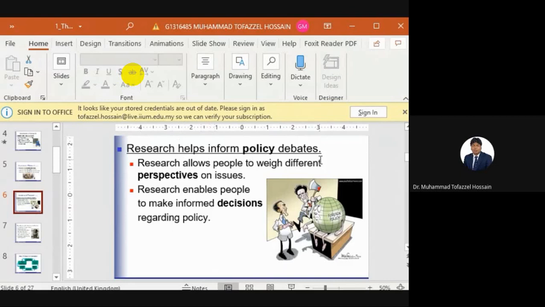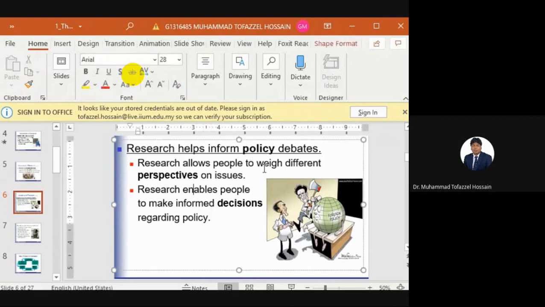The research helps inform policy debates. So research allows people to weigh different perspectives on issues. Same issue, but different perspectives, right? So there is much research in any particular field, but you want to see it from a different perspective. You want to see it from love triangle theory. So it may be the new perspective. Nobody considered the issue from that perspective. So it is something new, right?